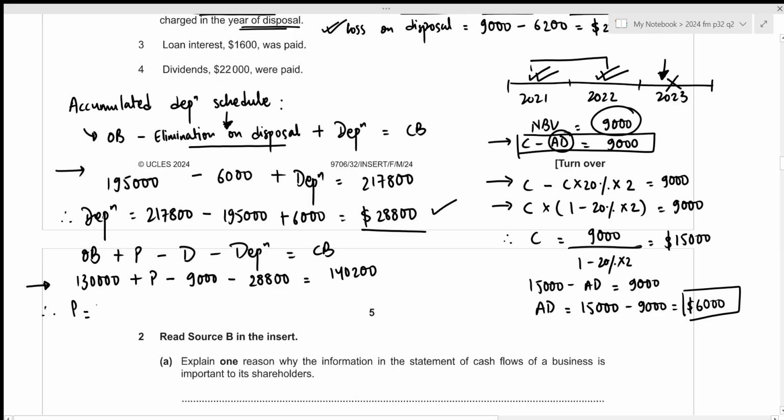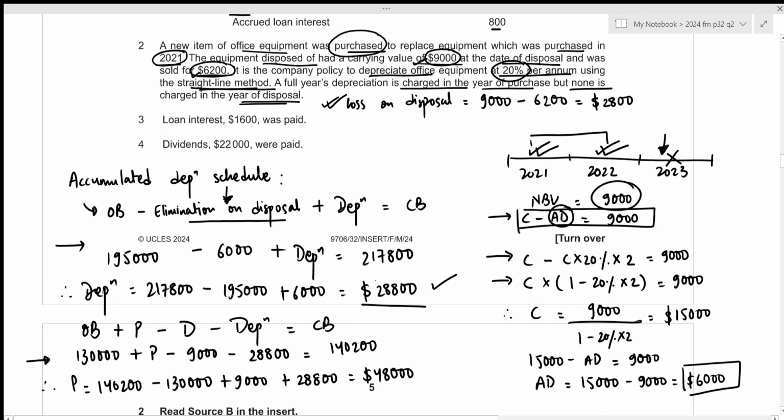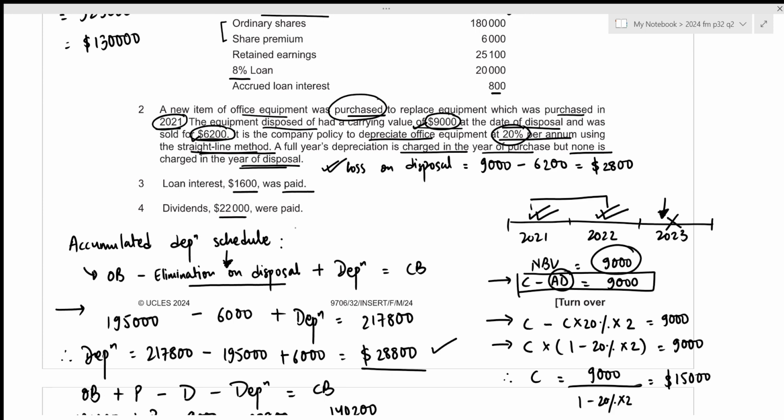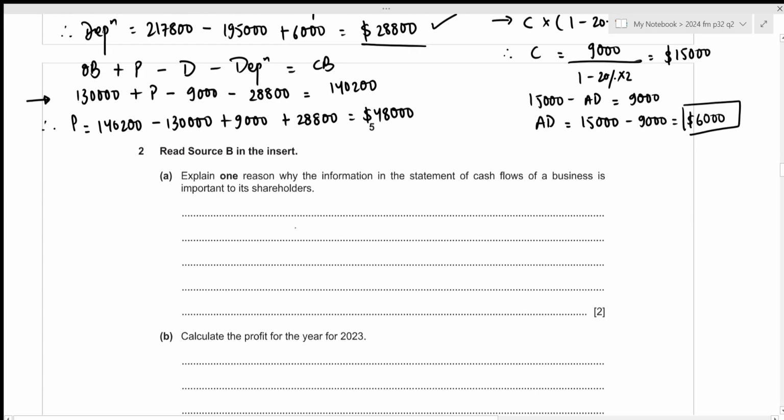Then the purchase value is just going to be 140,200 minus 130,000 plus 9,000 plus 28,800, which results in the value of 48,000. Okay, that is all for our second information. For the third one, loan interest of 1,600 was paid. Alright, and for dividends, 22,000 were paid. That is all for the given information. Let's take a look at our first question.